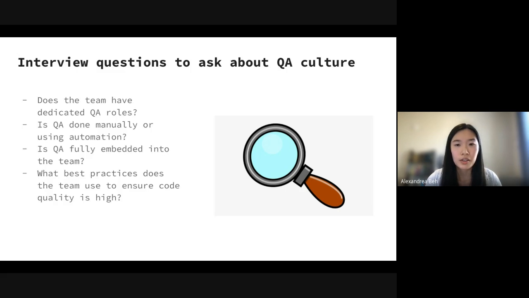And then lastly, I think this one is really important. What best practices does the team use to ensure code quality is high? Remember how I talked about two engineers at Mentor Collective always have to review a pull request? What are the standards for code reviews? Are there guidelines for what makes a good code review? How frequently are tests run? How do you decide something needs a test? All this can vary, and all this contributes to a culture of QA.